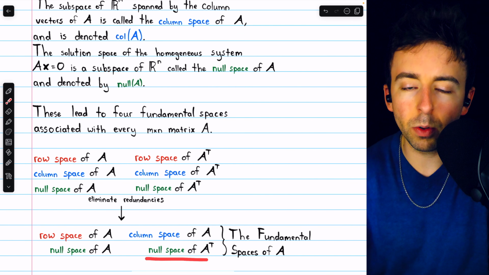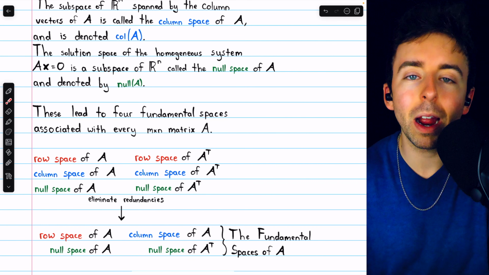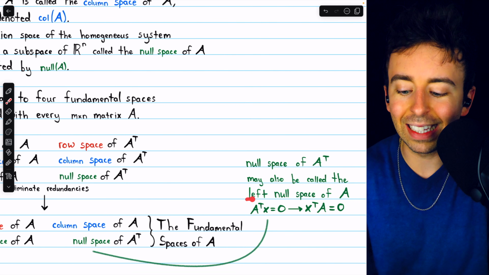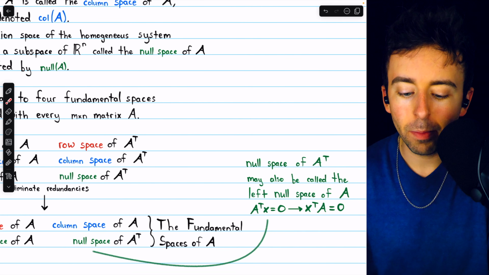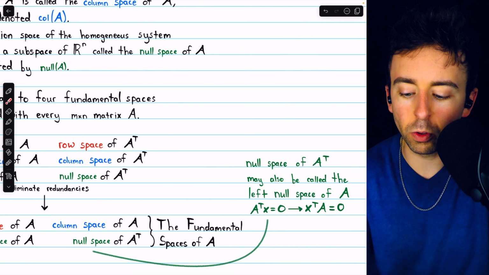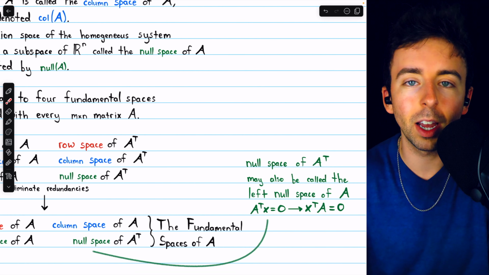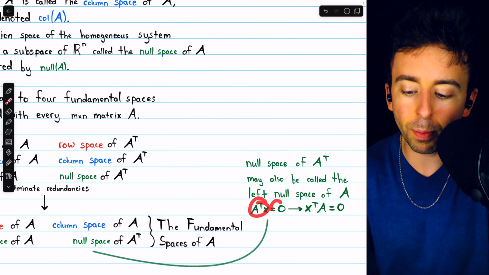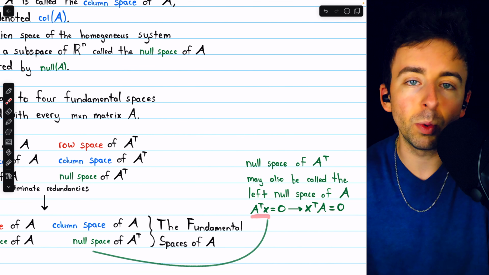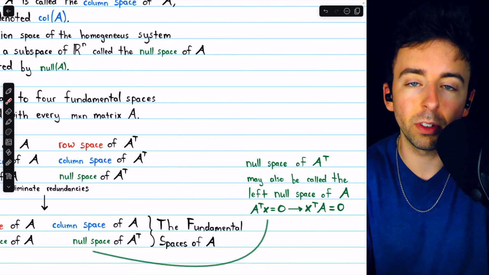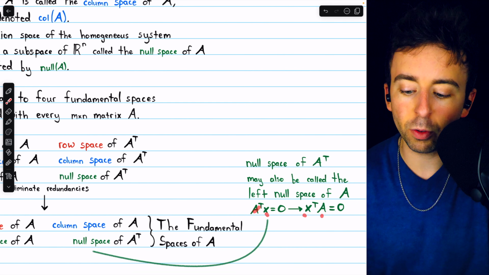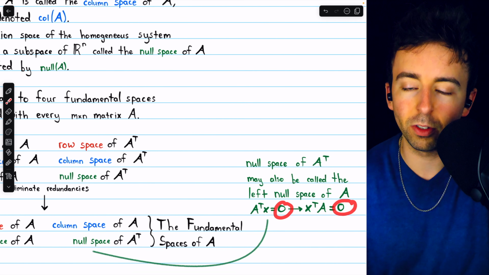Now, you may find it strange that A transpose is involved here. There is another way to view the null space that involves A rather than A transpose. The null space of A transpose may also sometimes be called the left null space of A, because by definition, the null space of A transpose consists of all solutions to this homogeneous system, A transpose times x equals 0. But if we transpose both sides of that equation, we get this equation. The order switches because we transpose the product, and we take the transpose of both factors. So A transpose becomes just A, and x becomes x transpose. Of course, the transpose of 0 is just 0.